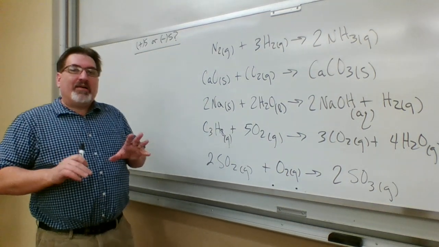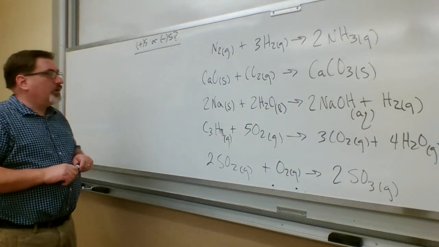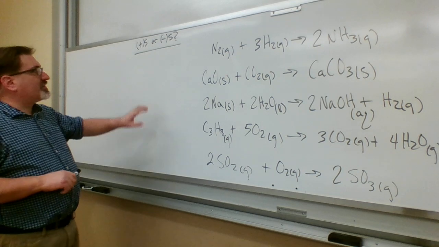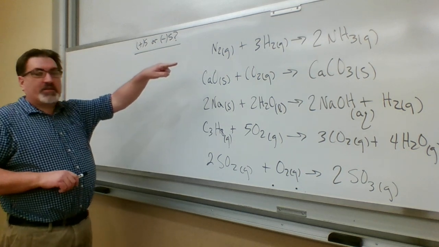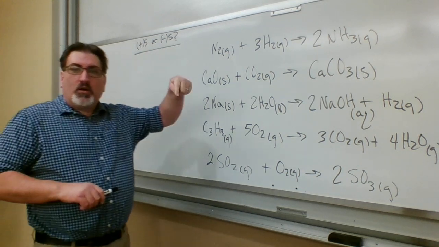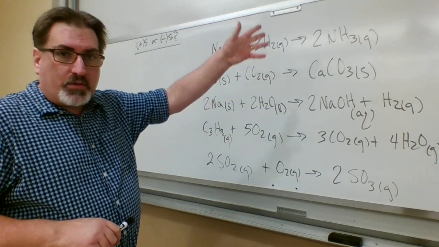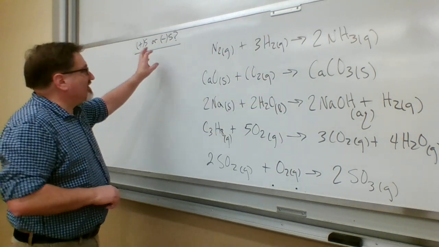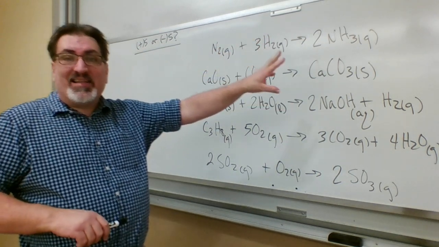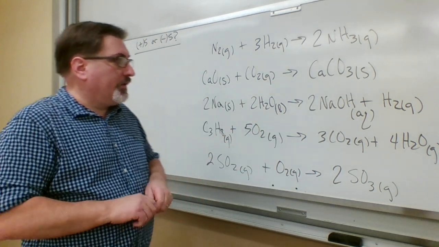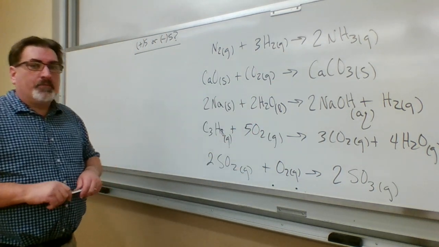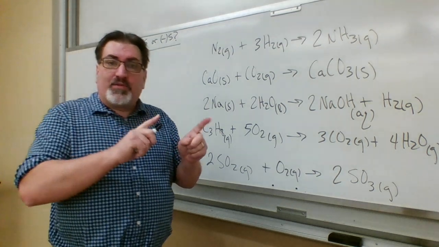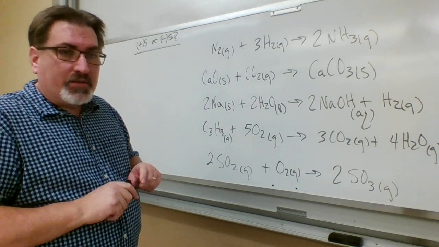Okay, so I've got 5 different equations shown here, and we're going to walk through each one and decide whether the entropy change for this process is going to be positive, whether the products are more disordered, or whether the delta S is negative, where the products are less disordered or more ordered than the reactants are. So I'm going to read through each equation in case you can't see it very well on the screen.